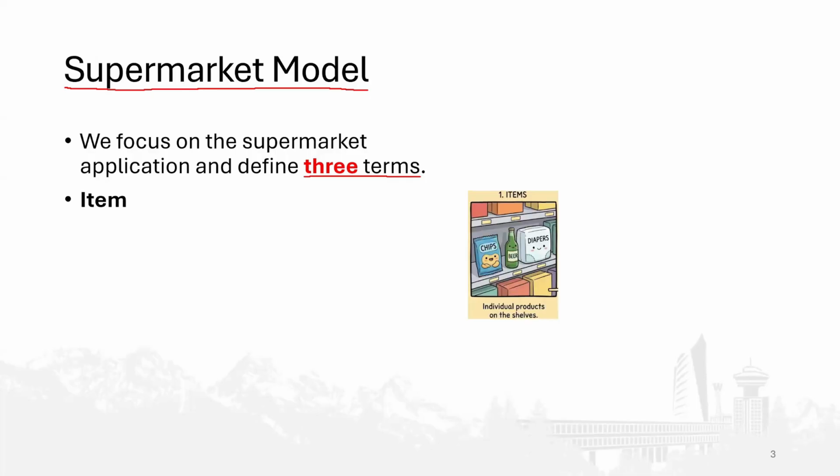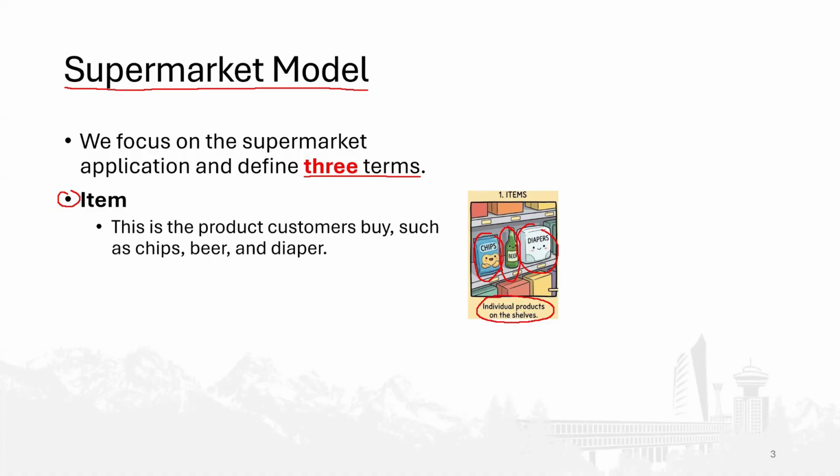The first term we want to define is item. An item is just a product that you can see on the shelf. For example, I can buy a pack of chips, a bottle of beer, or a bag of diapers. Those are items, the individual products on the shelves that a customer can buy.